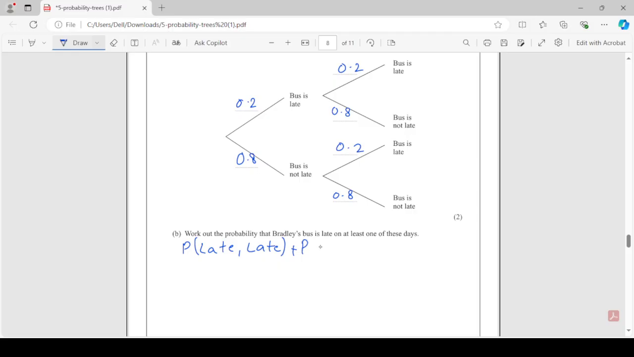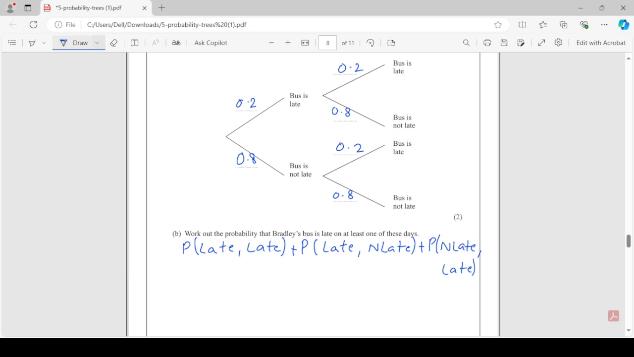Your second combination is it's late on Saturday but not late on Sunday. And your third combination is it's not late on Saturday but late on Sunday. At least, if the question says at least, it means that you could either have one or more than one. So he could be late on one day or more than one day.